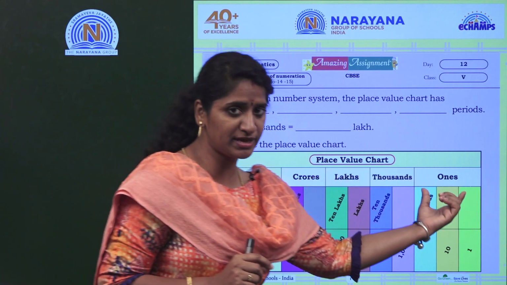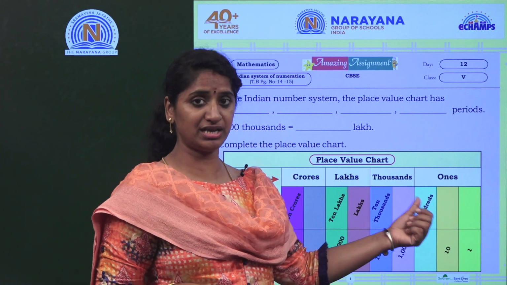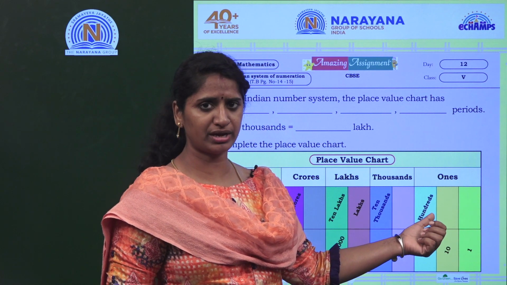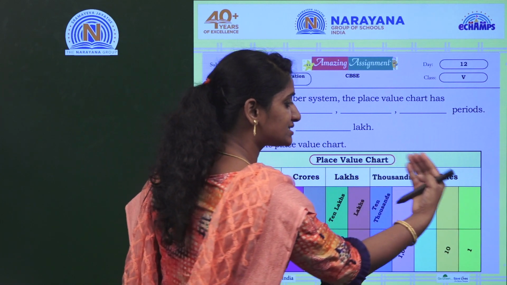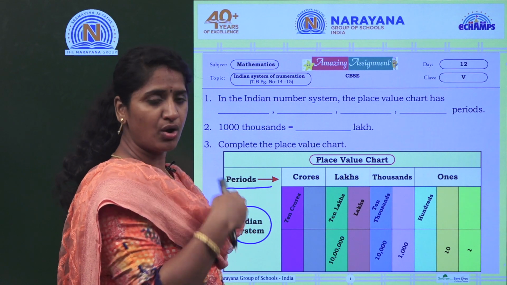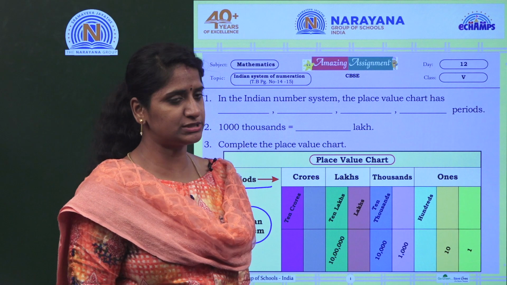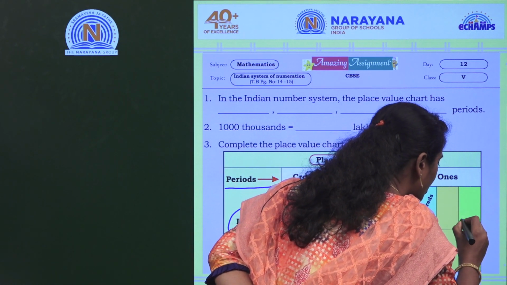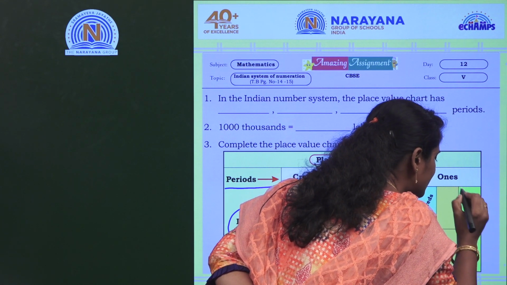In the ones period, how many places are there? Here they have given three places, in green, yellow and light blue. This indicates the places. When we start our number system, we start from the right side to the left side. From the extreme right side, the first place is the ones place.